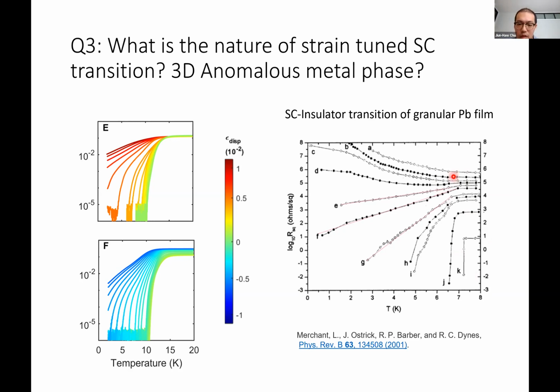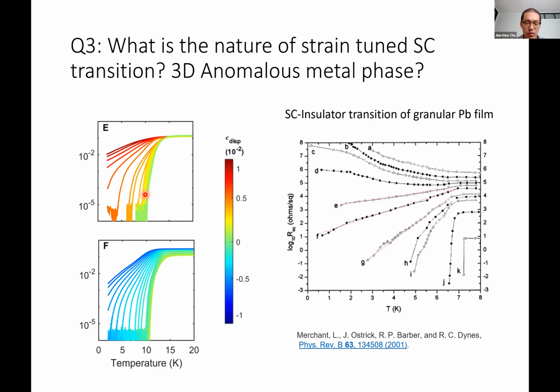And then in between this transition, they also see the log of resistance change linearly as a function of temperature. So perhaps that also implies that we have some strong intrinsic electronic inhomogeneity in the system, with regions that just behave like superconducting islands and don't couple to each other. So I think that's a very interesting direction to explore.